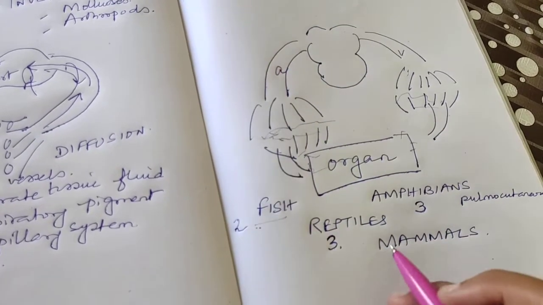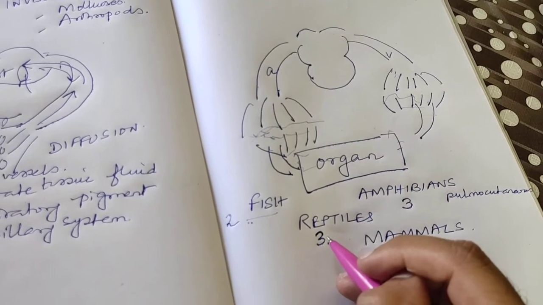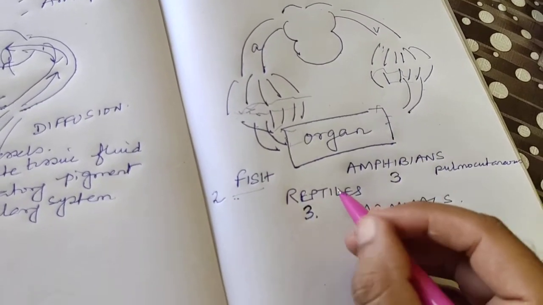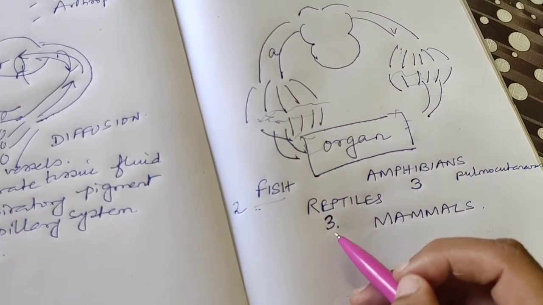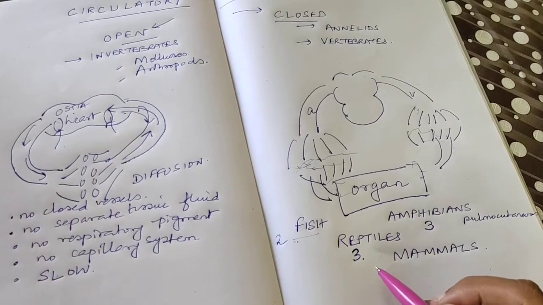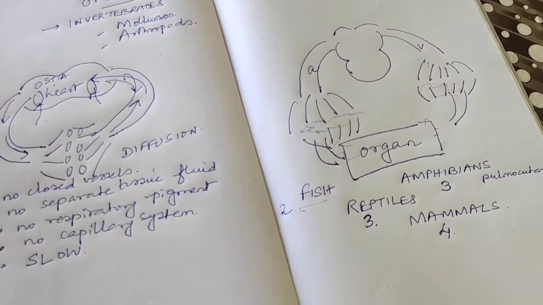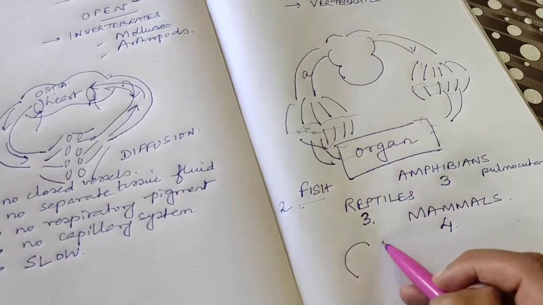Reptiles too have a three-chambered heart. In reptiles, the separation is a little bit more prominent, but still there is free mixing of oxygenated and deoxygenated blood, as the left and right ventricles are not separate, as is the case with mammals. Mammals have a four-chambered heart. We will see exactly how a mammal's heart looks.